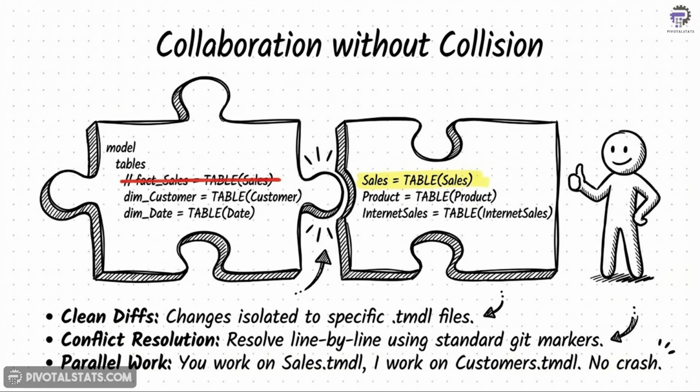And finally, it is Git friendly because each object is its own file. Two developers can work on different parts of the model. Example, developer A works on sales table while developer B works on products table without ever causing a merge conflict.